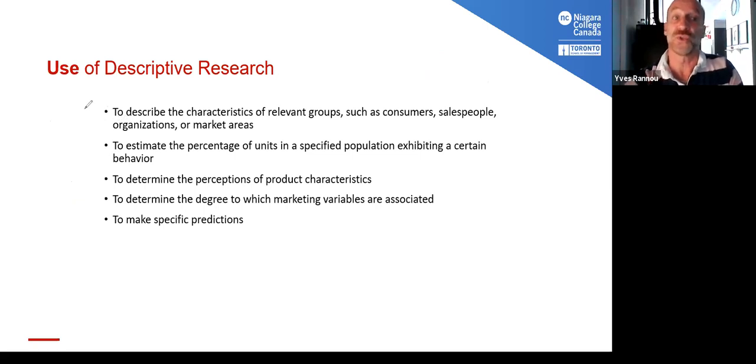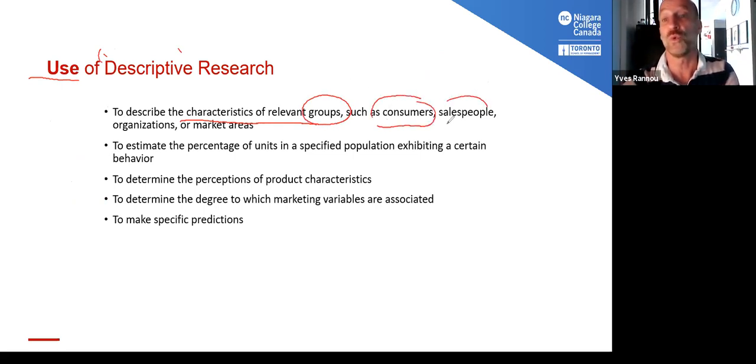You want to use descriptive research, again, to describe the characteristics of relevant groups. Who are the consumers buying jeans? It could be salespeople. Who is best at selling jeans, or the best organization of the market areas as well. So you're more specific in your research. You want to maybe estimate the percentage of units in a specified population exhibiting a certain criteria. Who's buying jeans in India?